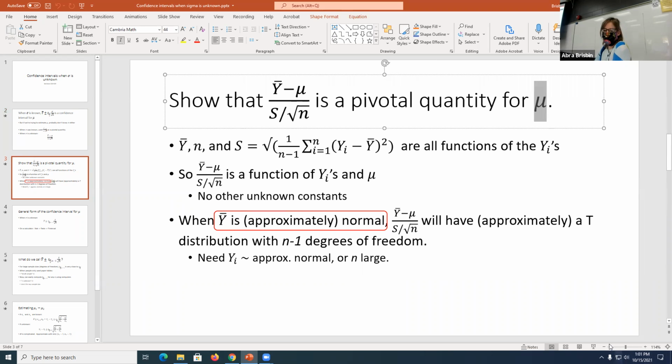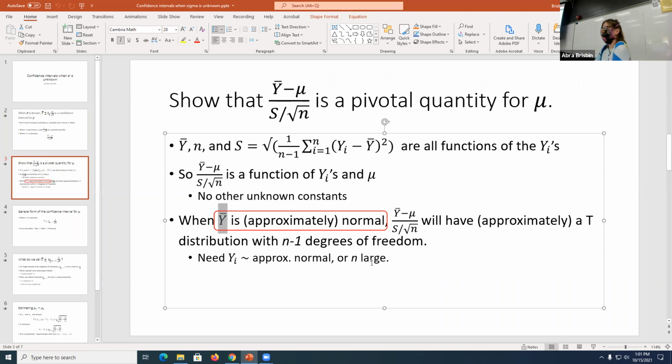And we had said that this works not just when the y sub i's are normally distributed, but when y bar is at least approximately normal. So that means we can either have the y sub i's be approximately normal, or we can have a large sample size, such as at least 30.